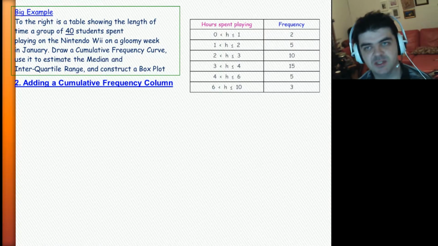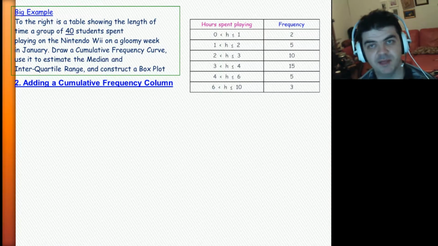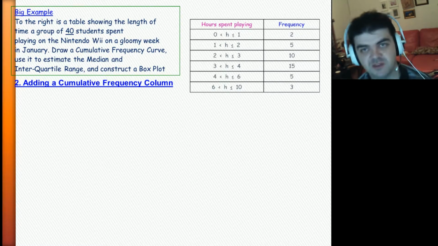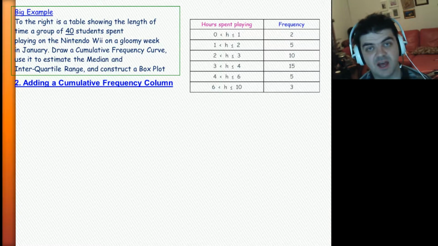The table shows the hours they spent playing and the number of students that happened to. So greater than 0 and less than or equal to 1 hours, there were 2 students. Greater than 1, less than or equal to 2, there's 5. Greater than 2, less than or equal to 3, there's 10. Greater than 3, less than or equal to 4 is 15. Greater than 4, less than or equal to 6 is 5. And greater than 6 and less than or equal to 10 is 3.